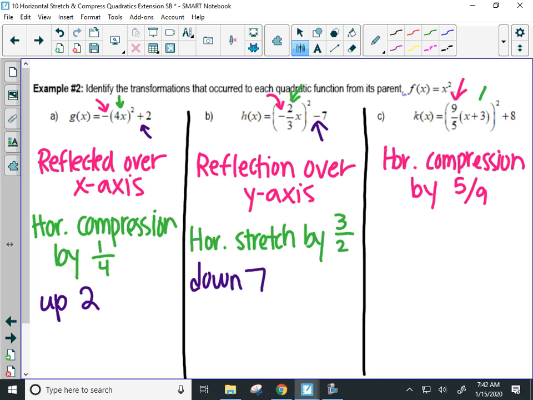Next thing I see is a +3 inside parentheses with the x. So remember, inside the parentheses is left and right, and plus is going to be left 3. And finally, the +8 on the end means that you're going to go up 8.